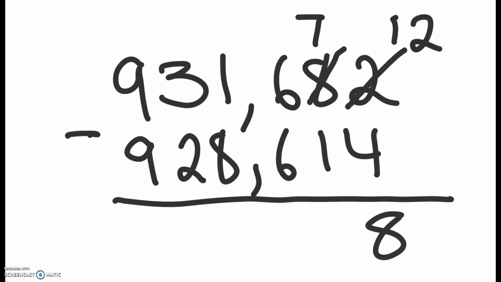Now we move on to the next place value. 7 minus 1, that gives us a difference of 6. 6 minus 6 equals 0. Next place value, 1 minus 8. I notice here my larger digit is on the bottom again. That means we have to go to the next place value and regroup.